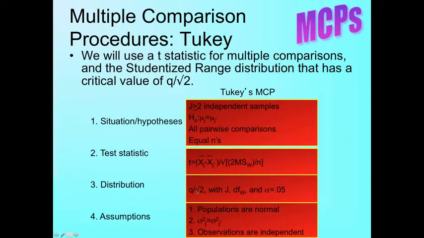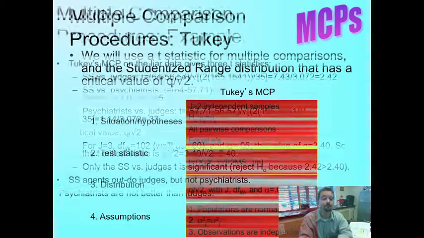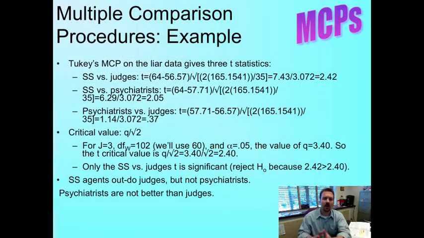Okay, the Q divided by square root of 2 distribution is what it is. If you were to use this table to look up critical Q values, you would need J and degrees of freedom within and alpha 0.05, but again, you're not going to have to worry about that. And there are always assumptions built in here, such as normal populations, bell curves, equal variances between your 2 groups, and independent observations.